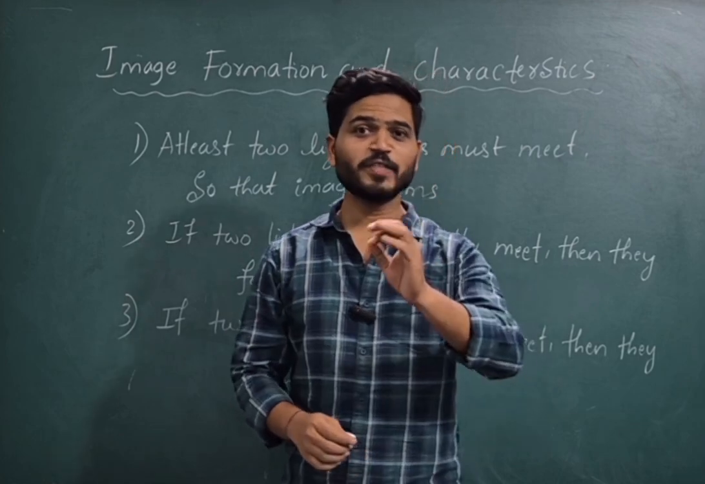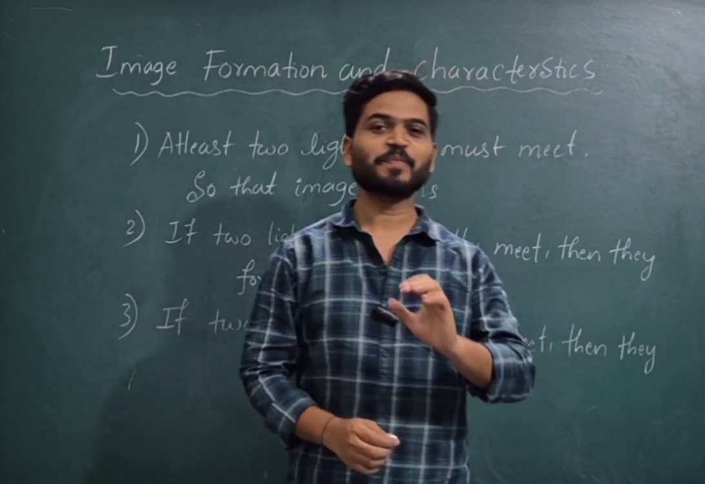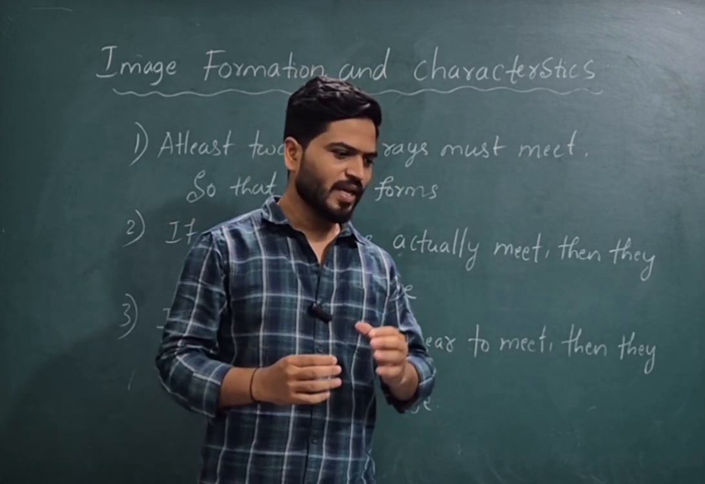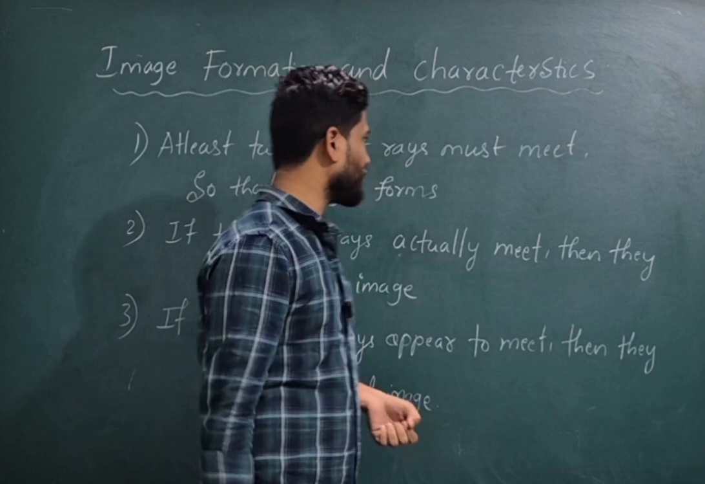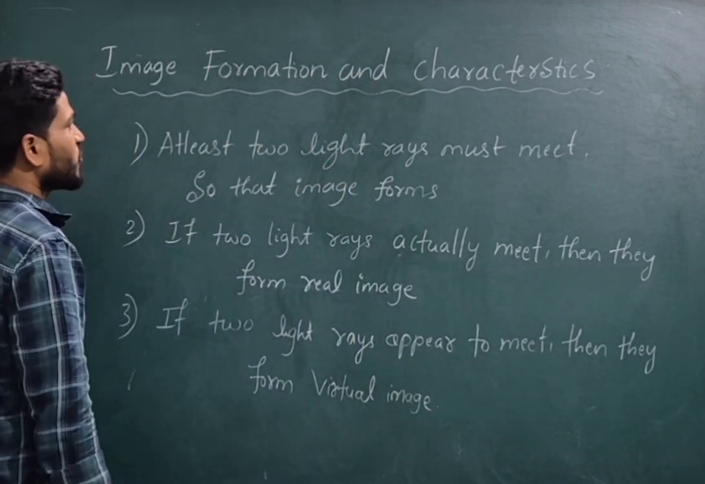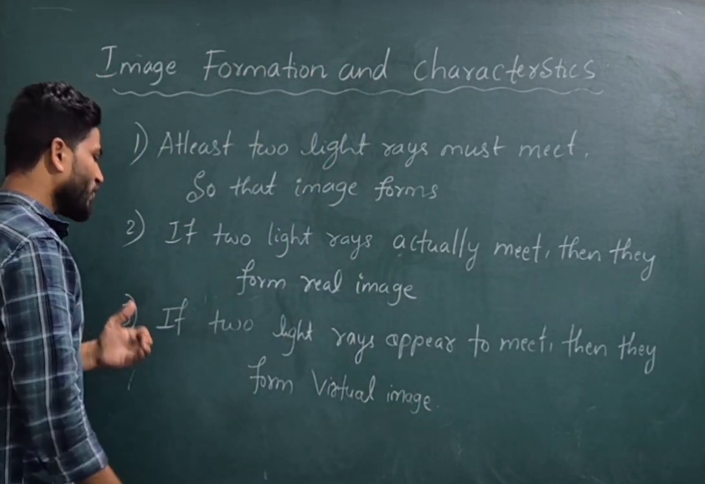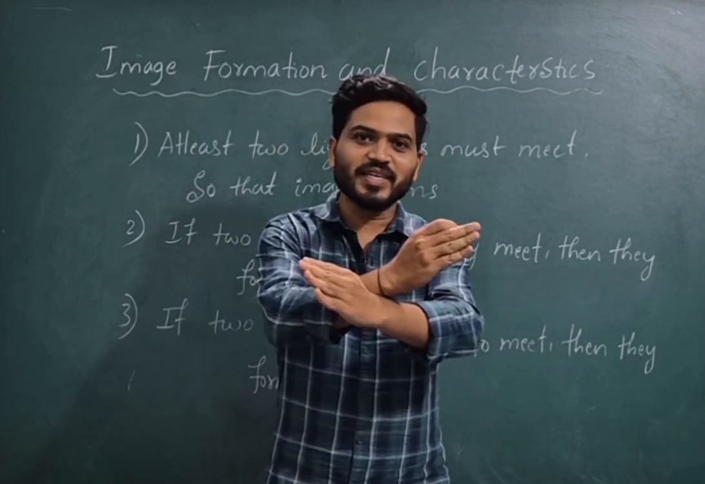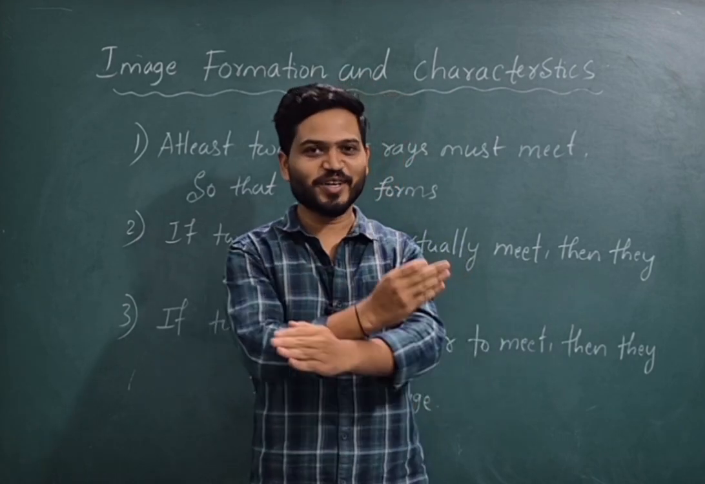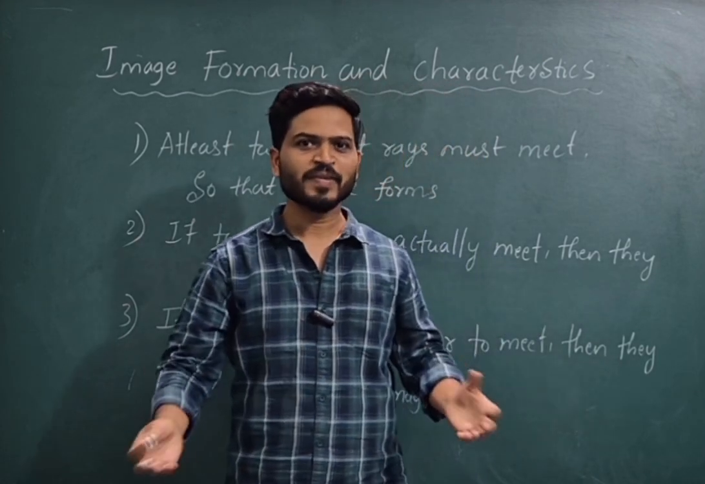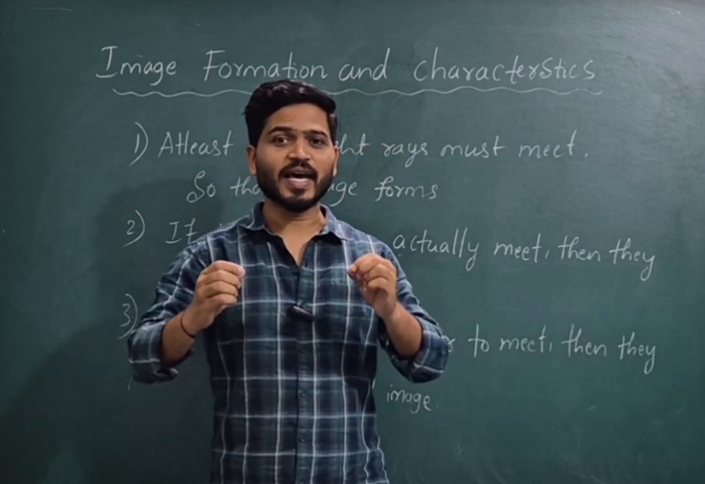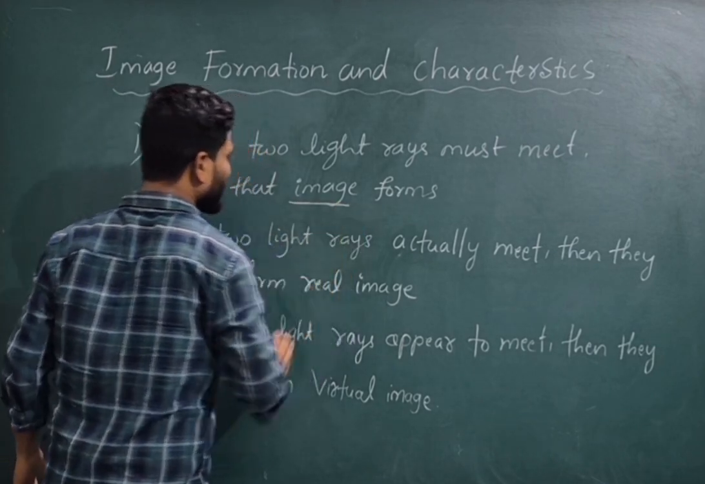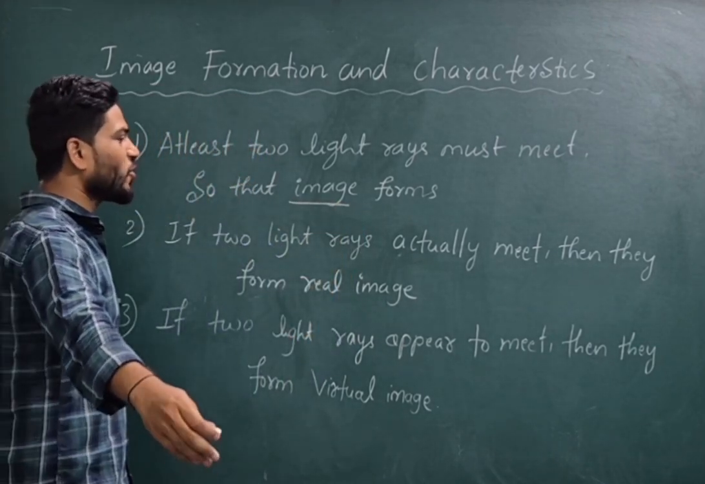The next concept is image formation and characteristics, right? We need to study some points here. These are some statements which help us to understand the concept. The first thing is at least two light rays must meet so that an image forms. So if you want to get the image, at least two light rays must meet, must cross, must converge. You can take that in any way, right? That is the first thing if you want to create an image. Okay, hope everybody has got this right.